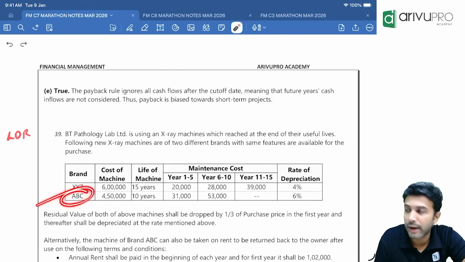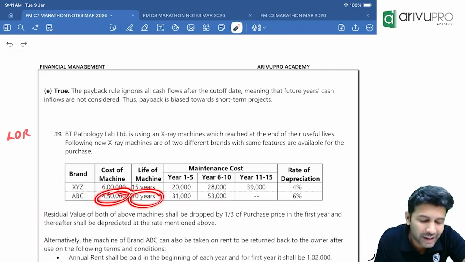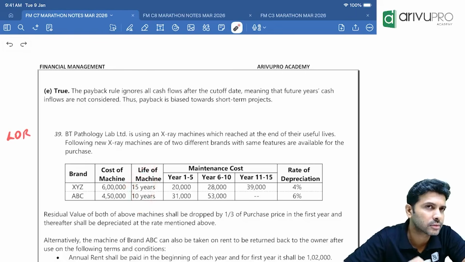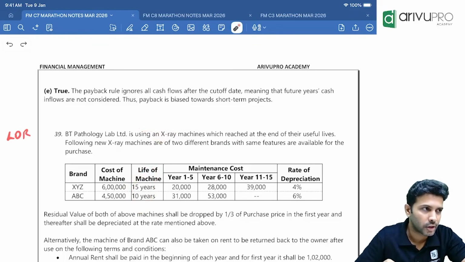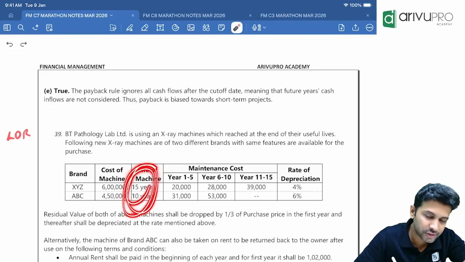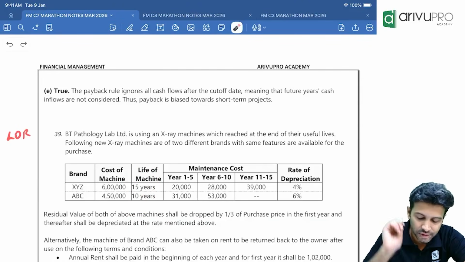If you buy a new asset from brand ABC, it will cost 4.5, but life is only 10. Stop there only. Life is the same, unequal. Unequal life means the first thing is that it should always come up. So there's a normal problem clubbed with EAC. EAC will always come when the life is different. So we can't just calculate NPV and leave it at that. We have to calculate EAC and then give the suggestion.